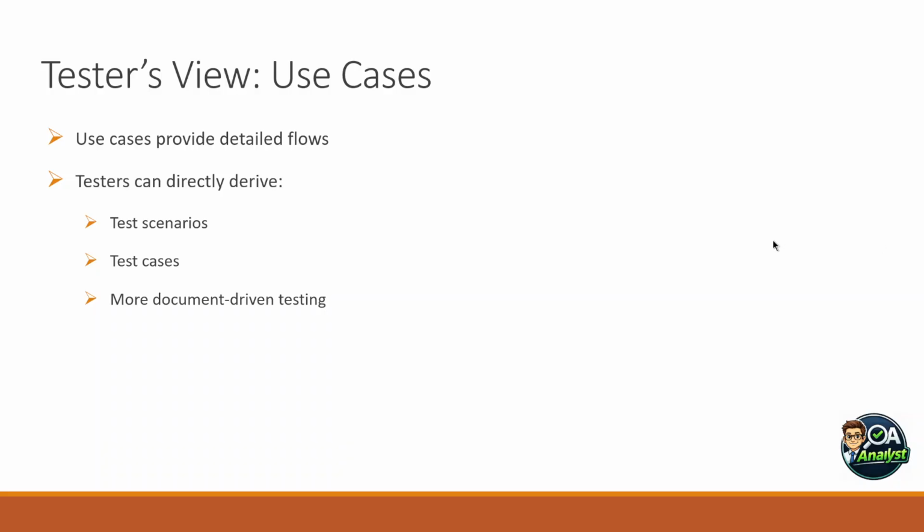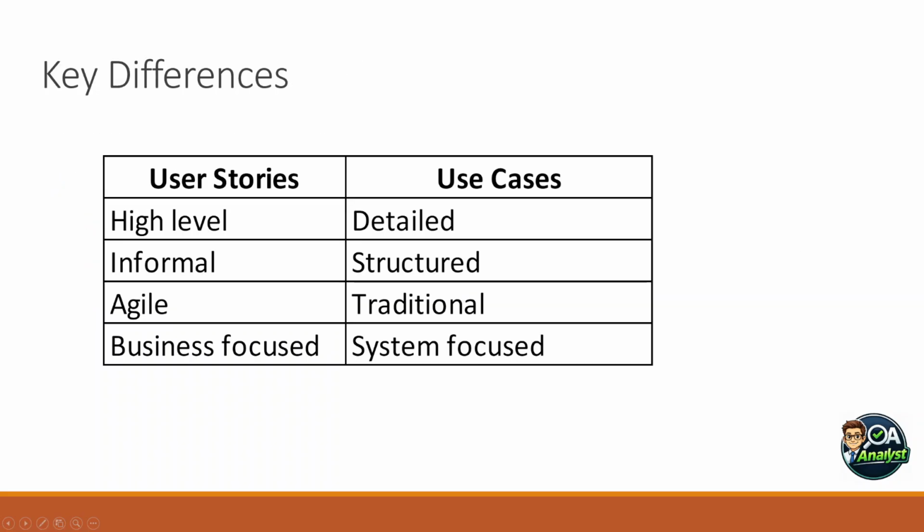Let me clearly summarize the difference between user stories and use cases. User stories are short, high level, informal, mostly user focused and agile friendly. Whereas use cases are detailed, structured, system focused and traditional friendly. Neither is good or bad. They are used based on the project needs.